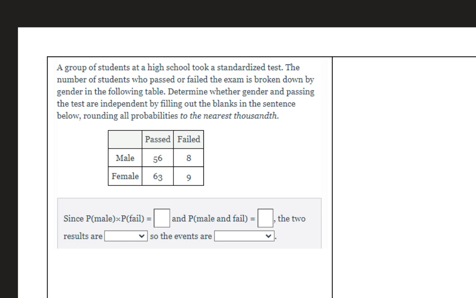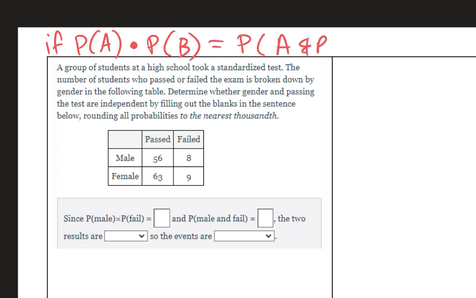Okay, so if it's independent, let's write this right up here at the top. So if the probability of A times the probability of B is equal to the probability of A and B happening, then it's independent. If not, then it's dependent. Okay, so that's what we want to remember.